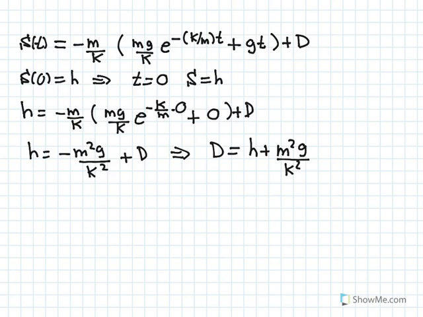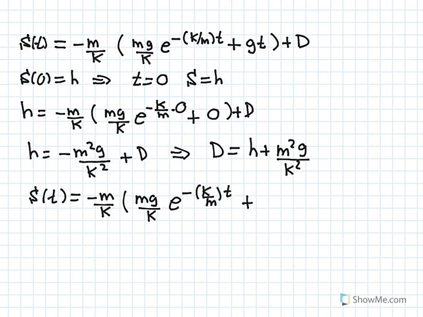So let's substitute that back in, and we have the height as a function of t. So s of t is equal to minus m over k times mg divided by k, e to the minus k over m t, plus gt, plus d that we solved for, so that's plus h plus m squared g divided by k squared. So that's the height as a function of time.